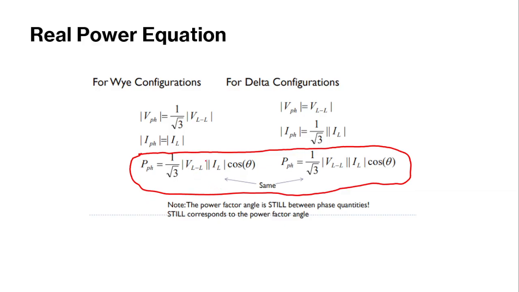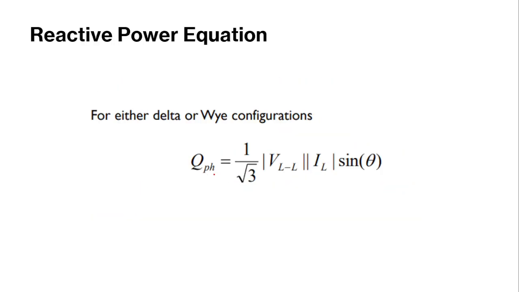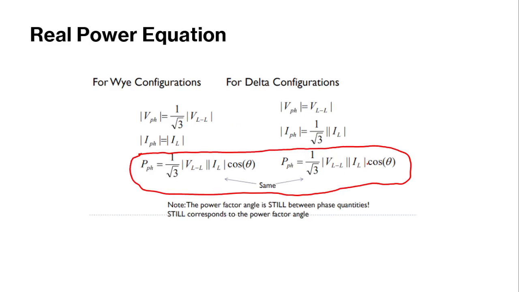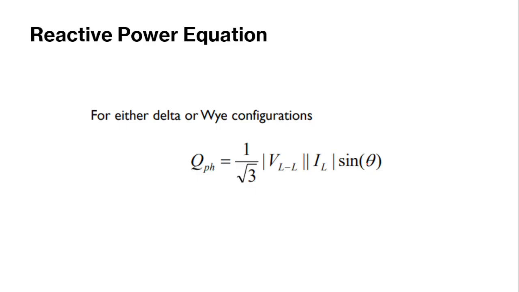Root 3 times the magnitude of V line, times the magnitude of I line, times cos theta. What that means is you don't put the angle in this calculation, just the magnitude. A lot of people put in the angle and get it wrong. So that's the real power. And the next one is the reactive power. The only difference is that instead of cos theta, it is sine theta on this side. Cos theta for real, sine theta for reactive.